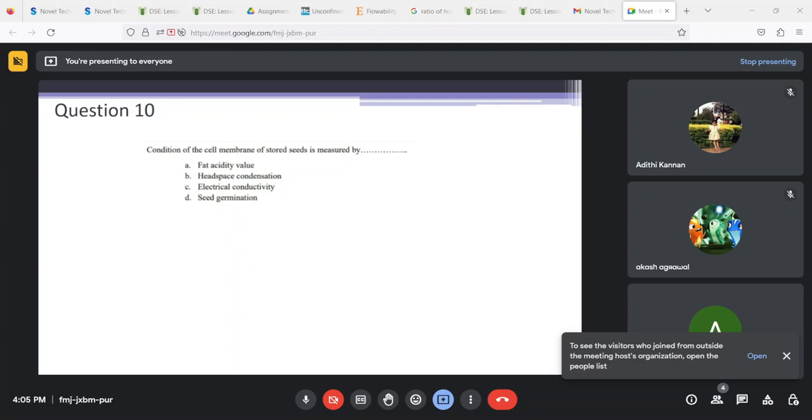So the condition of the cell membrane is not calculated through seed germination. It is calculated through electrical conductivity. So we'll discuss each of these one by one.